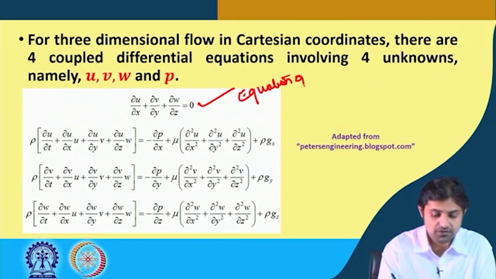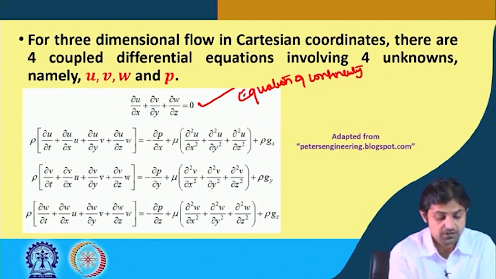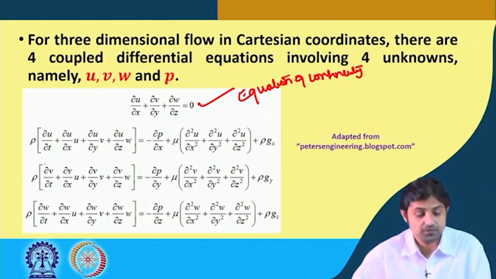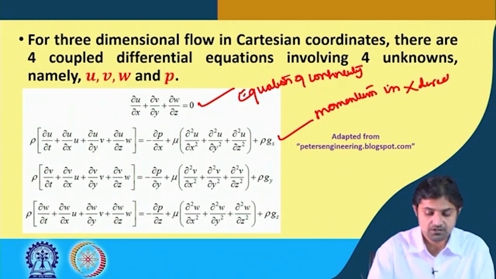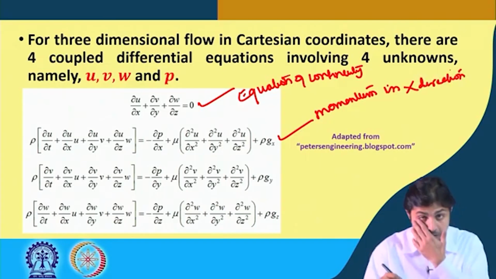the equation of continuity. This one: rho times del u del t plus u del u del x plus v del u del y plus w del u del z is equal to minus del p del x plus mu times del squared u by del x squared plus rho g x. This is the momentum in x direction, all right.